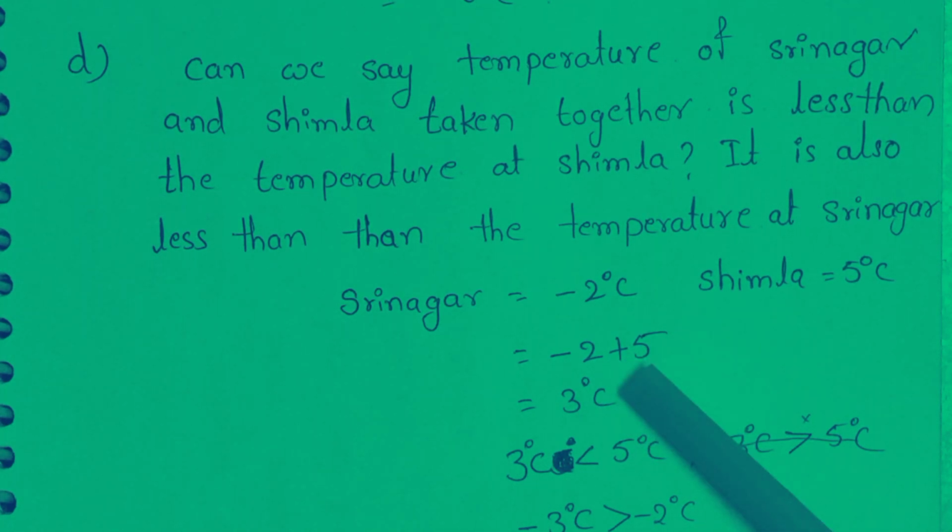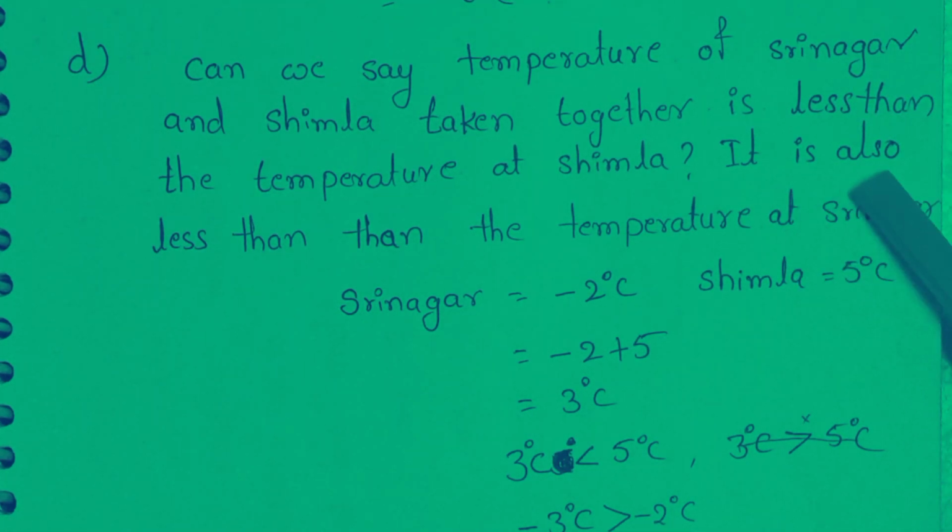Then is this less than the Shimla temperature? 3 degrees centigrade is less, Shimla is 5 degrees centigrade. So 3 degrees centigrade is less than 5 degrees centigrade. So the answer is less than Shimla. So the first statement is correct.